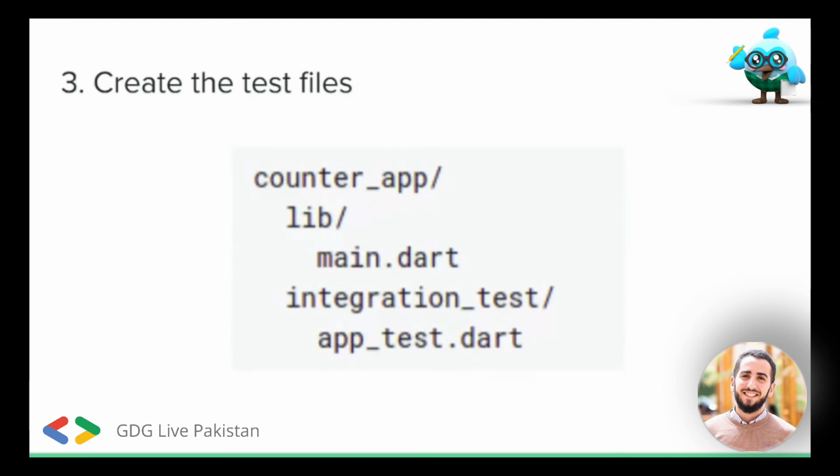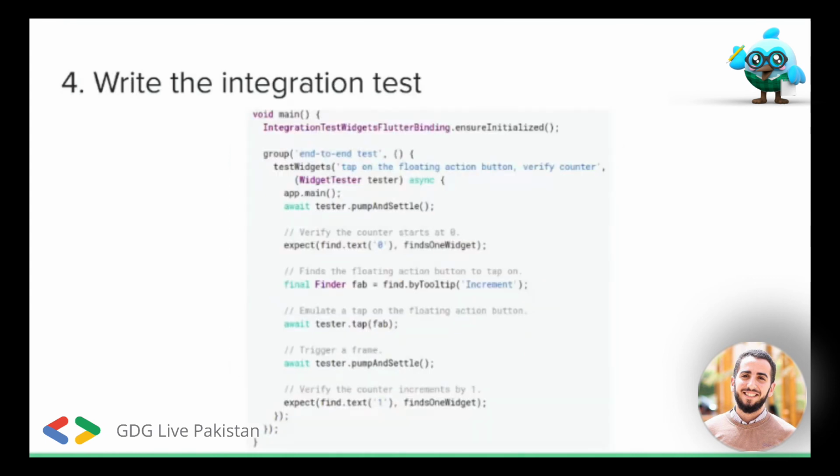After that, we need to write the integration test. Now you can write tests. This involves 4 steps. The first one, initialize IntegrationTestWidgetsFlutterBinding. It's a singleton service that executes your tests on a physical device. The second one, interact and test widgets using the WidgetTester. And the third one, you can test the important scenarios.